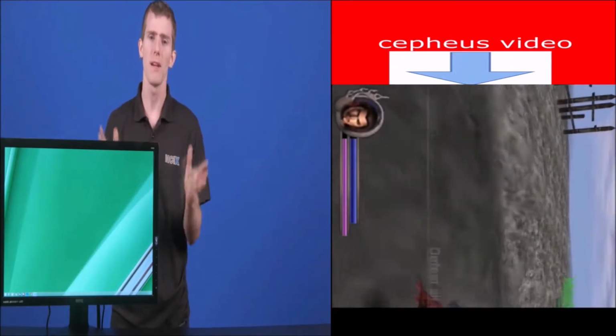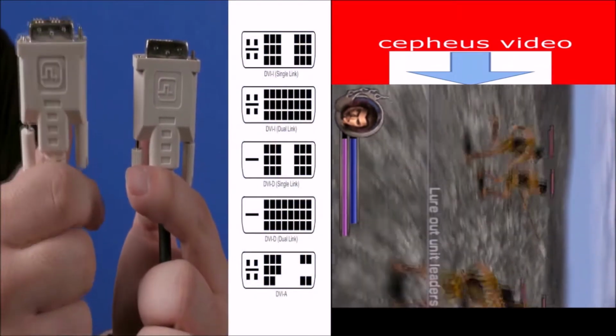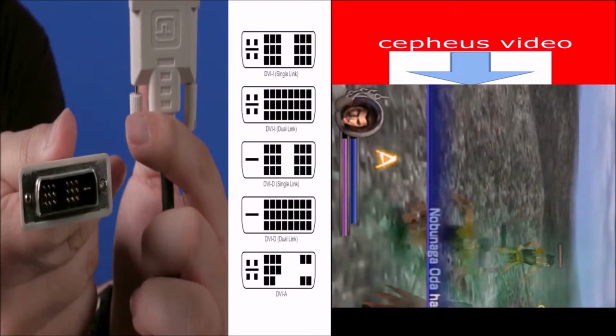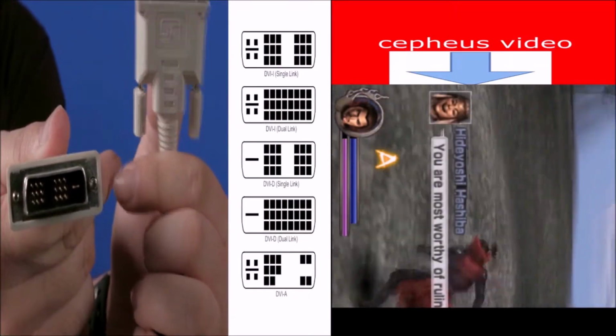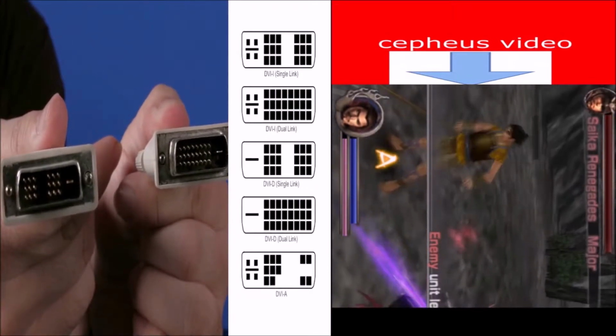Not much has changed in the past 4 years for DVI, so there's not a whole lot we can say about that. It can still output the same basic resolutions. There's still DVI-I and DVI-D, and you can differentiate between the different types of DVI through the pin layout, so I does analog, D does not.